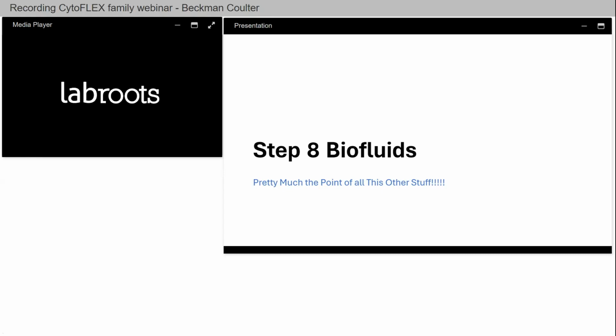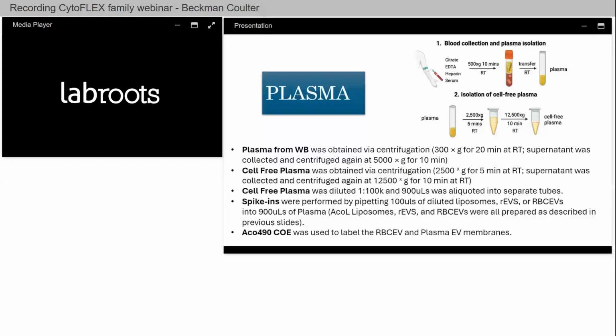All right, so biofluids, right? It's why we want to be here. We want biologicals. So we can test commercial products, we can test things that people have made and characterized in their lab, but we actually want to do some real stuff, right? We want to get on to the science of it all and what this is useful for. So we took some plasma.